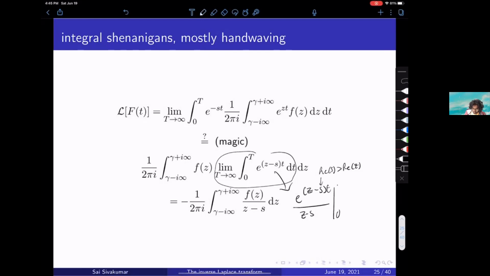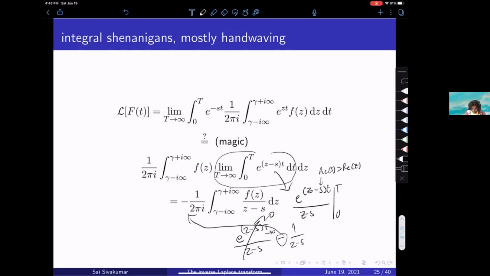Maybe I'll write in t first. I'll just do e to the z minus s, capital T, over z minus s, and if you put in 0, minus 1 over z minus s. Then if you take t to be very large, this thing goes to 0, so the thing vanishes. z minus s is very big. This is like 1 over e to the t, basically. So that thing goes away, and you get this extra minus sign. We throw that in the front, and we leave the z minus s in.